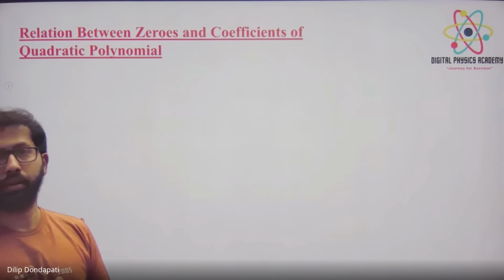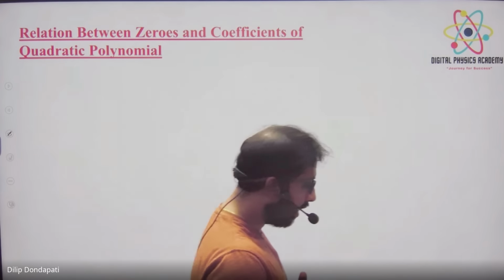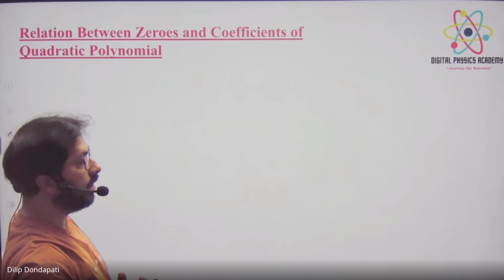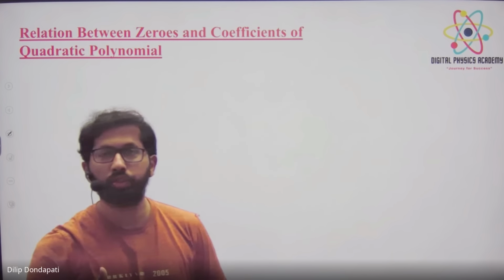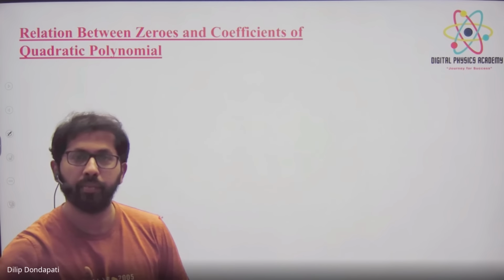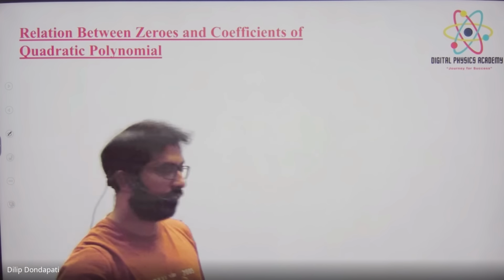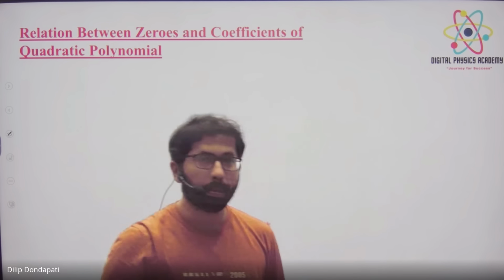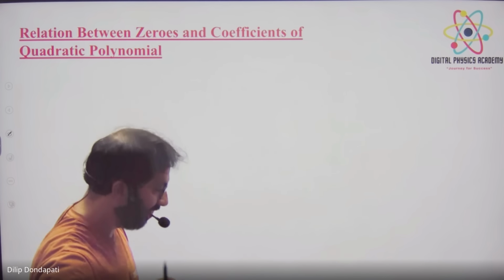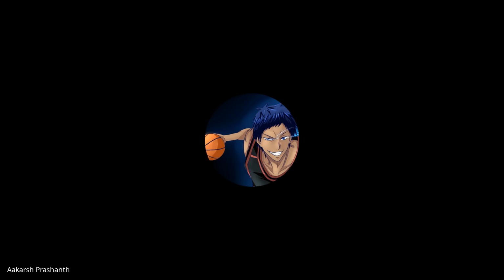Very important topic. What you need to understand here is the relationship between zeros and coefficients. Since you finished the topic, you understood the relationship between them, right? Like we have alpha, beta. What is the relationship? Alpha plus beta is equal to? Sir, minus b by a. Second, alpha beta is equal to? c by a. Minus c by a. c by a. Okay, we will see.